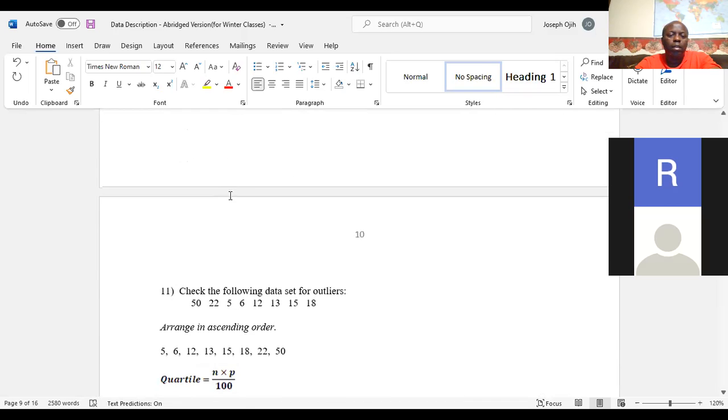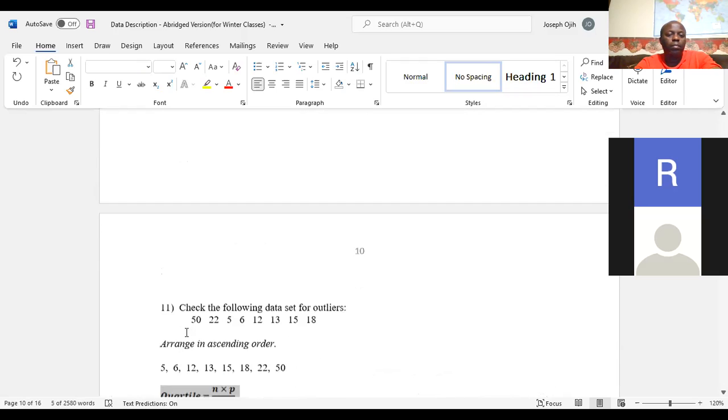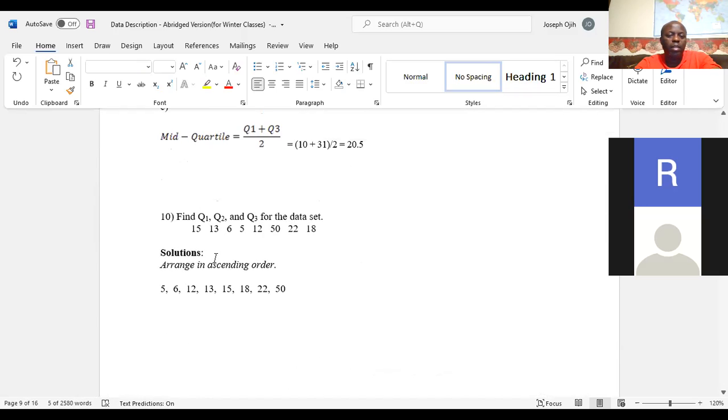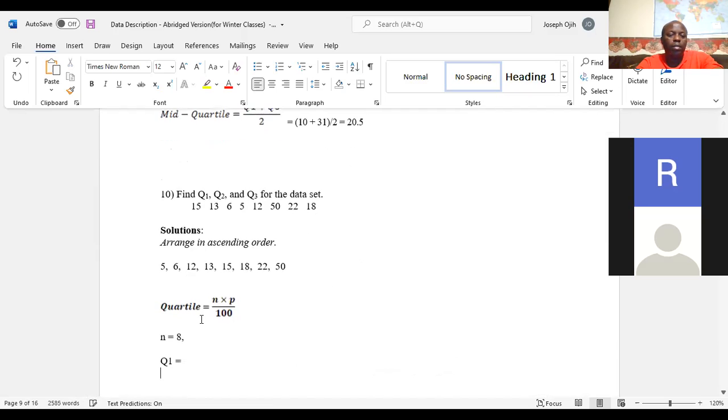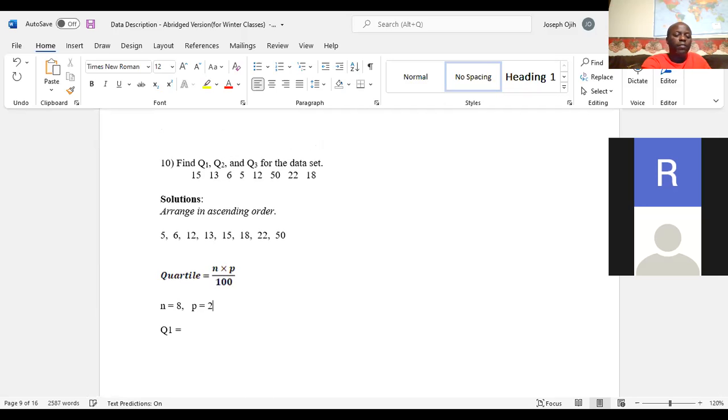Oh, okay, I'm doing it at the wrong section. Let me copy this from here. This is what I'm doing right here. Same thing, so I put it in order. So in this case, our P for the first quartile is 25. So we can now begin. N times P over 100 becomes 8 times 25 over 100.